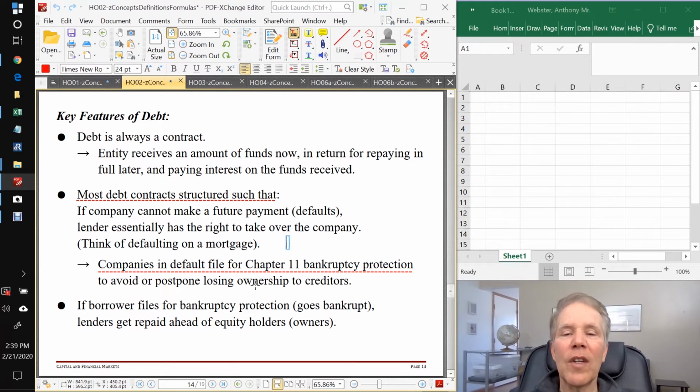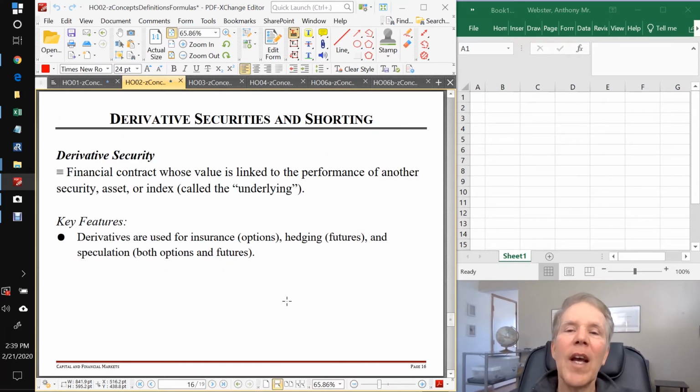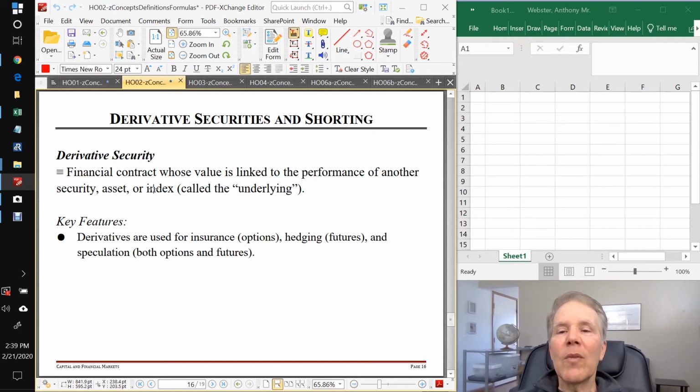The judge is just going to make sure it happens fairly, and hopefully all the workers don't get fired and things like that. So we know the two types of debt, loans and bonds. We'll be dealing with them throughout the term. Okay, and then we went into derivative securities and shorting. So a derivative is always a contract, and its value is always linked to the performance of some other security, asset, or index called the underlying.